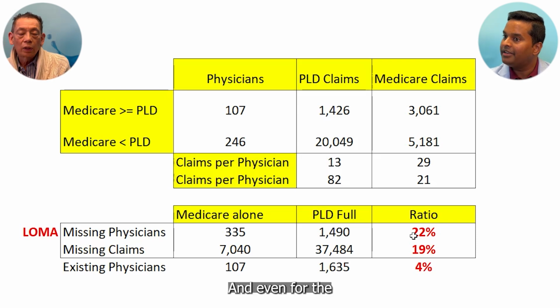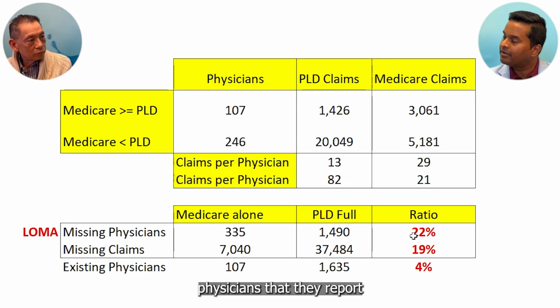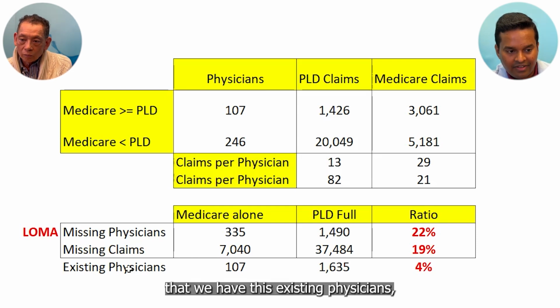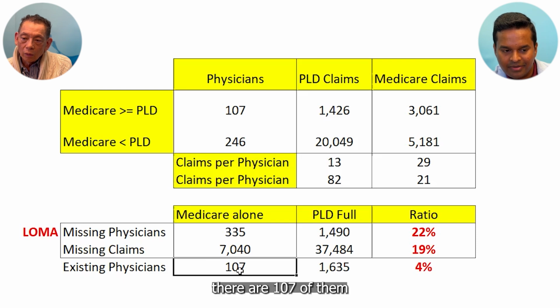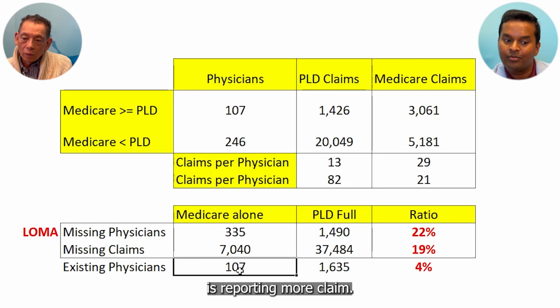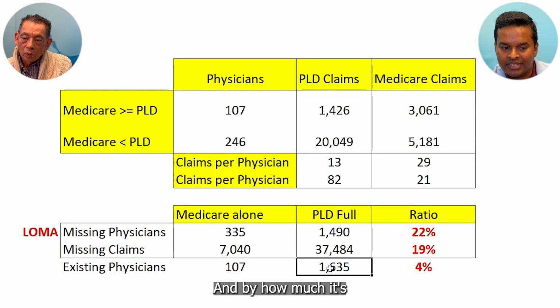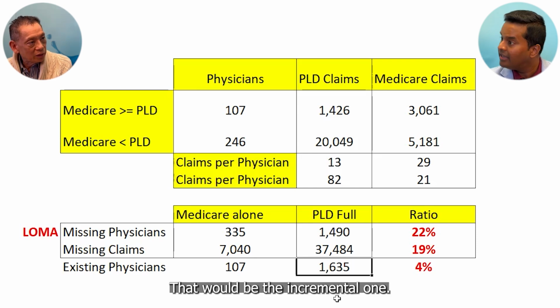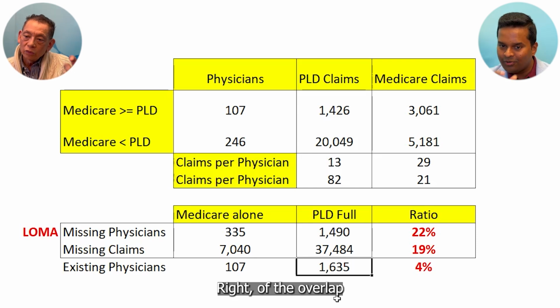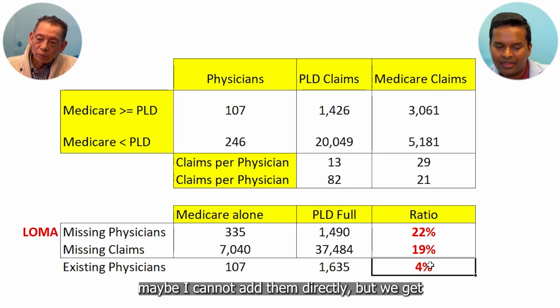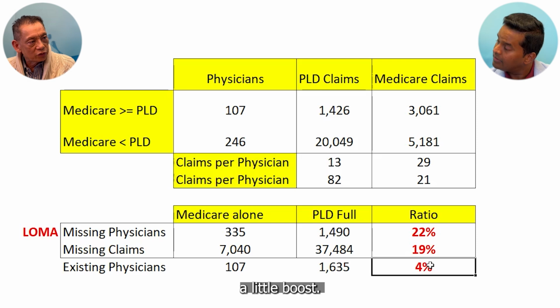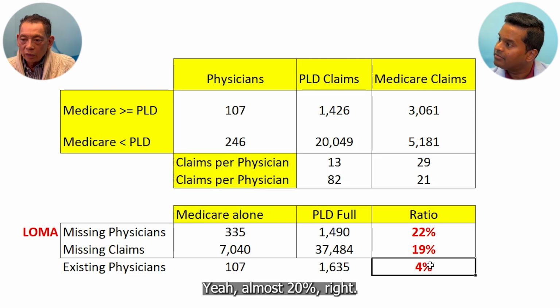And even for the physicians we have as existing physicians, there are 107 of them for whom Medicare is reporting more claims. And by how much? That would be the incremental one, of the overlap in the middle. And then we get 4%. So maybe I cannot add them directly, but we get a little boost. Almost 20%, right? Yeah.